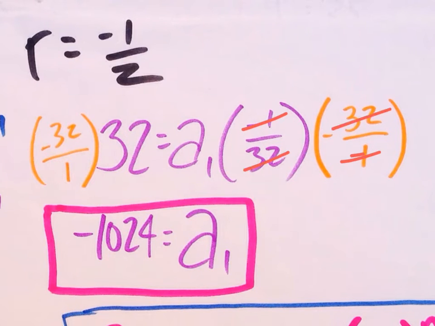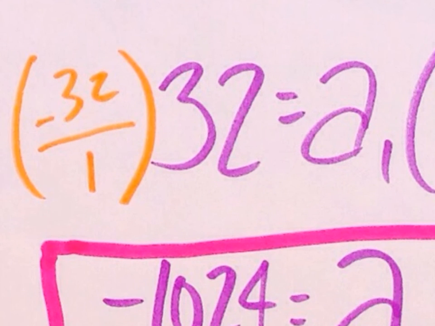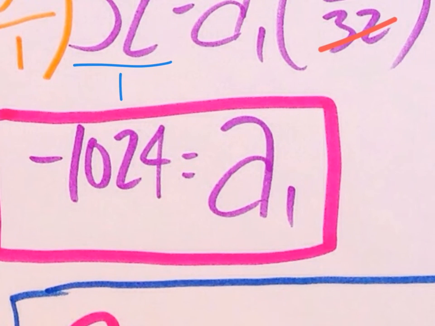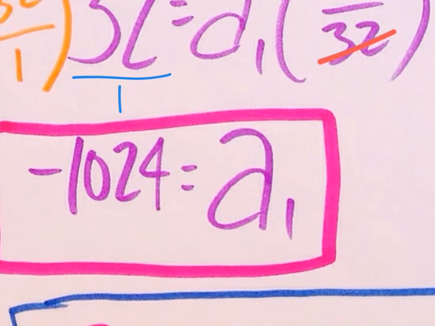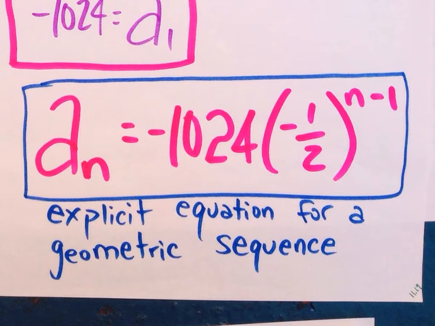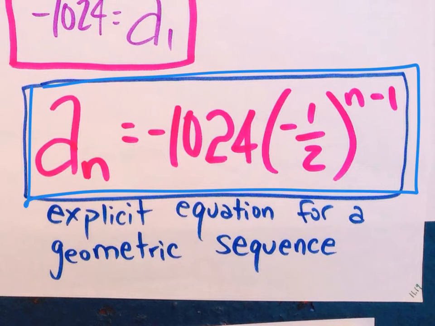The 32's cancel out. And on the left side, we're going to be multiplying negative 32 times positive 32, and 1 times 1. What does that give us? That's going to give us negative 1,024. That is our first term. We're going to take that, plug that into our equation, and this is our answer.